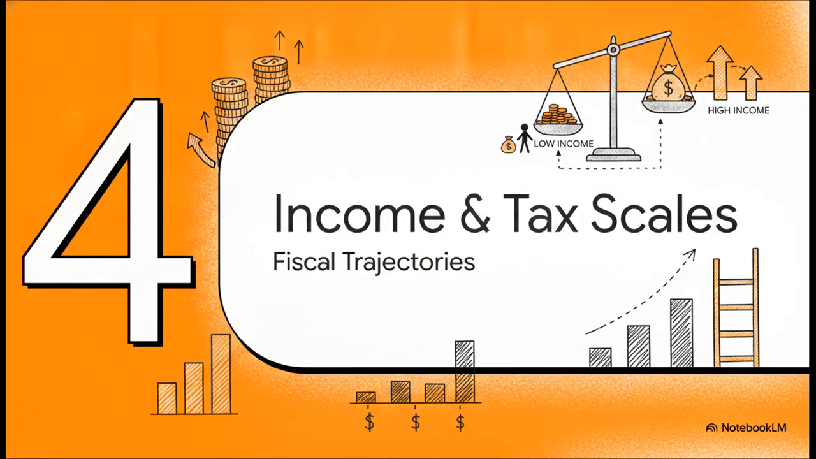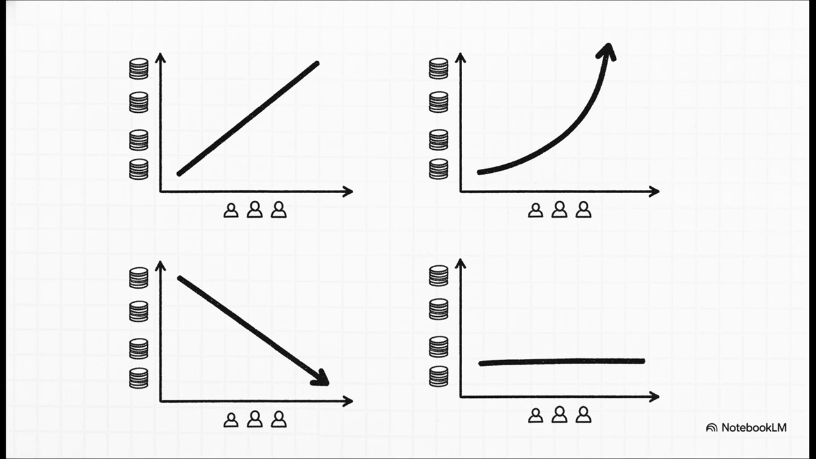Section 4, Income Scales and Tax Trajectories. Let's talk about how we scale these numbers. Governments basically scale taxes using four main trajectories. They can keep it proportional with a flat, constant rate for everyone. They can make it progressive by taxing higher incomes at higher rates. There's regressive, which actually ends up penalizing lower incomes more heavily.